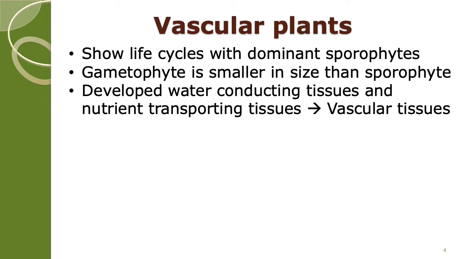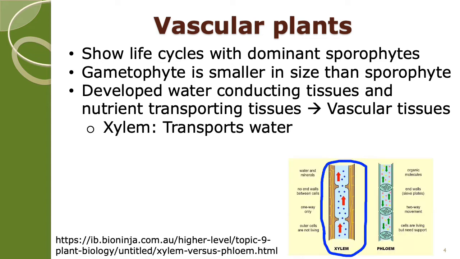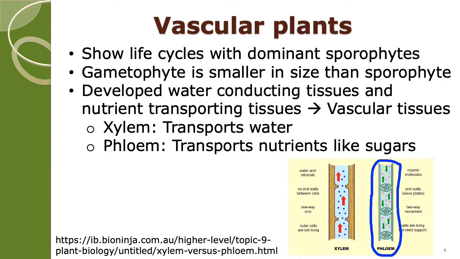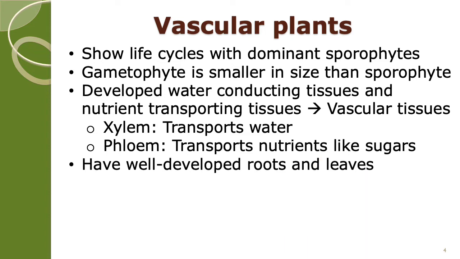Now, vascular plants are called vascular because they have developed water-conducting tissues and nutrient-transporting tissues, and these tissues are called vascular tissues. Xylem is an example of a vascular tissue that transports water in these plants, and phloem is an example of a vascular tissue that transports nutrients like sugars in the plants.